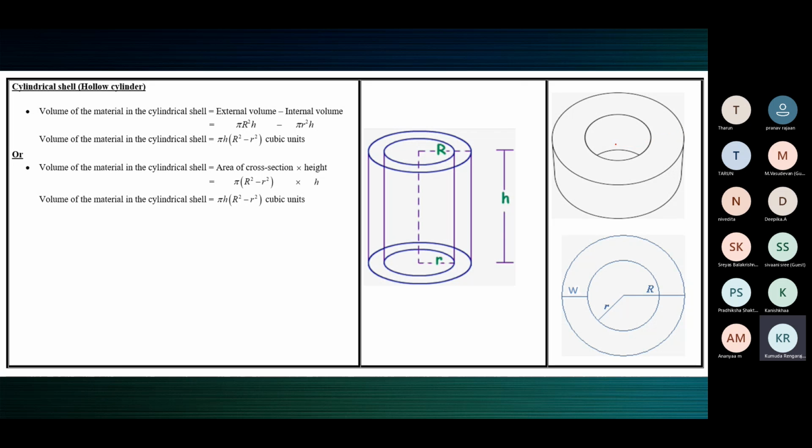Now, supposing from the outer radius, you're subtracting the width. You will get small r. You can see that you're left with only small r. You just draw the outer radius with a pencil, use an eraser to subtract this. Subtract means rub this. You are left with only this, which is small r.